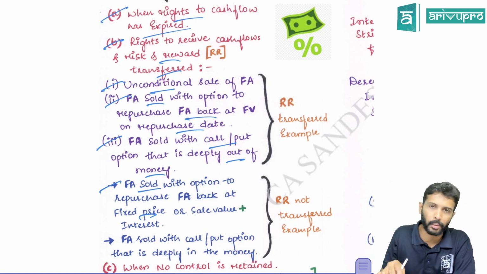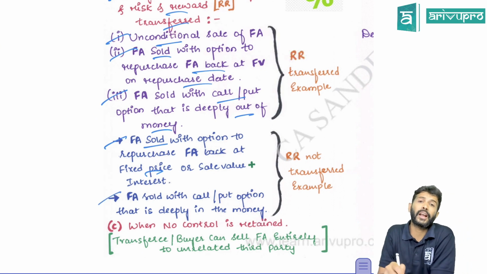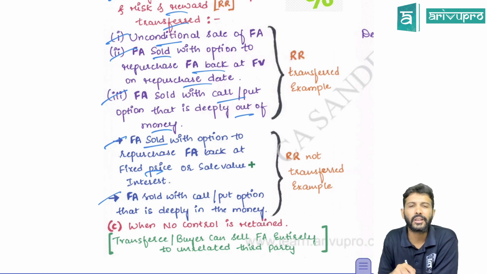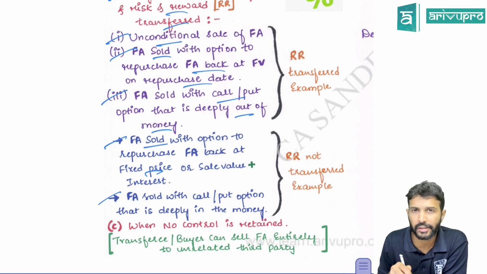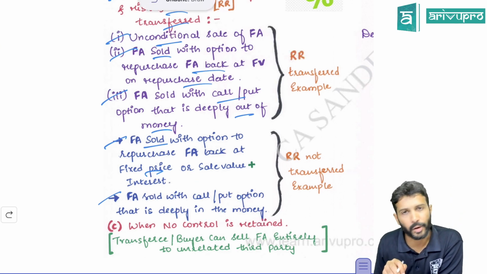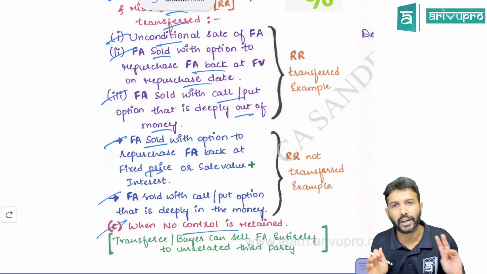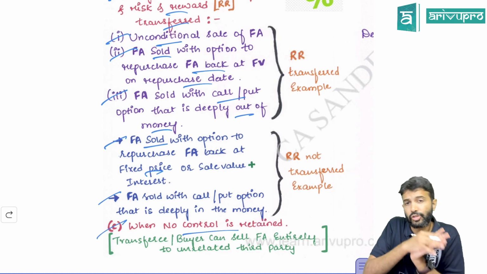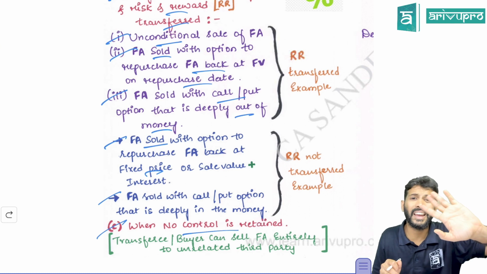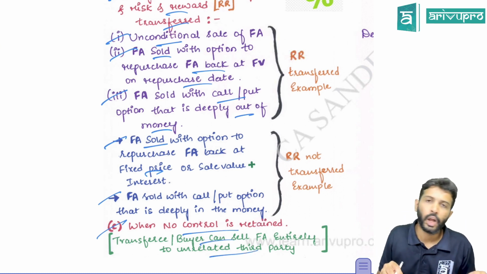We saw all this now in the problems, right? All these are problem pointers that I brought in here. Or if you have sold a financial asset with a call or put option, and that call or put option is deeply in the money, meaning for the person exercising it, it is profitable, then definitely he will exercise. So that means you cannot apply the derecognition provision. And also, no control should be retained. You can say the seller has no control over that financial asset provided the buyer can do whatever he wants with it, meaning he can sell it to any unrelated third party. There should not be any seller interference. That's when we say no control is retained.